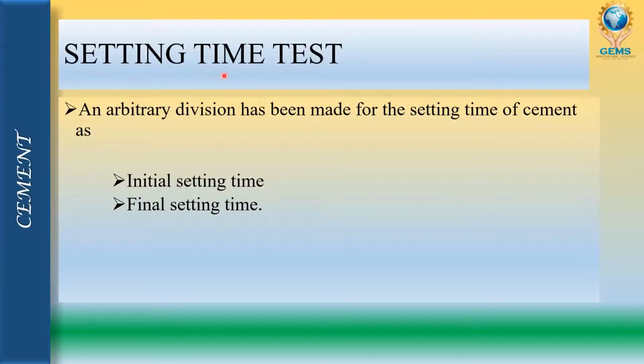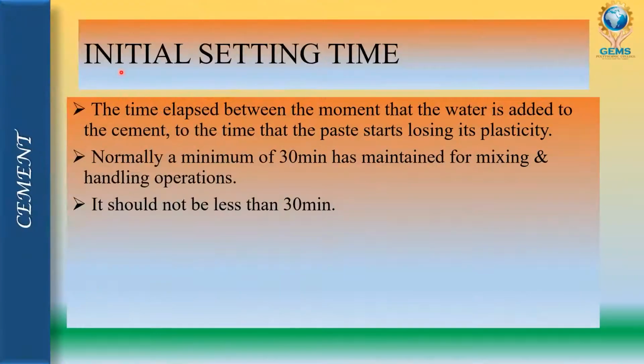Setting time test. Students, the setting time test is the time taken for cement to set, and it is classified into two types, that is initial setting time and final setting time. Let us see what initial setting time is. Initial setting time is the time lapse between the moment that water is added to cement and when the paste starts to lose its plasticity. Normally, 30 minutes is maintained for fixing and handling operations. The initial setting time should not be less than 30 minutes.